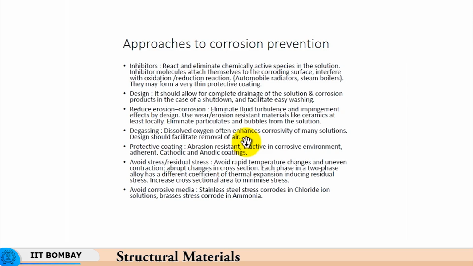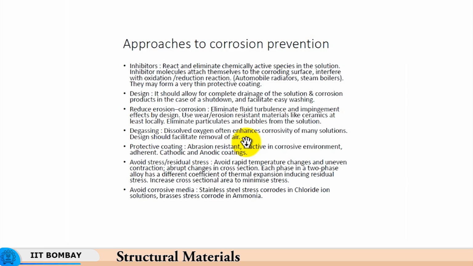But then one should allow for complete drainage of the solution. So it should be possible to drain out the corrosive solution, and to wash away the corrosion products, so that corrosion does not proceed any further. So one way to inhibit corrosion is to have frequent maintenance and drain out the corrosive liquids, because there is some limit to which the metal can withstand the corrosion. So we need to keep washing away the corrosive media from time to time.